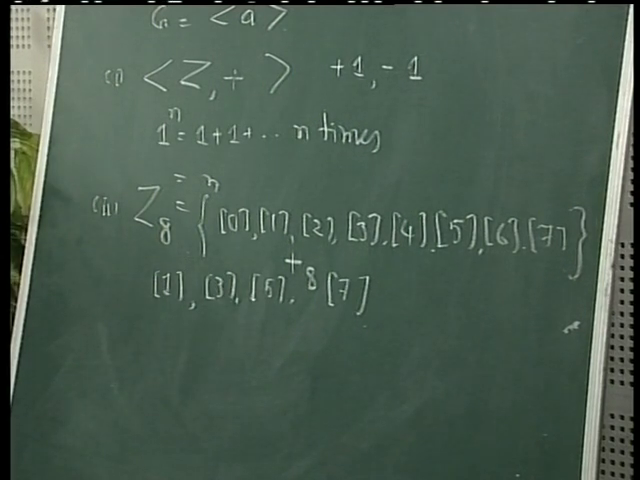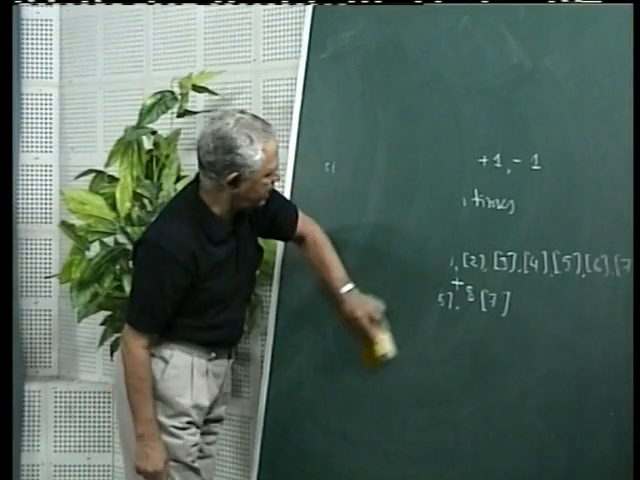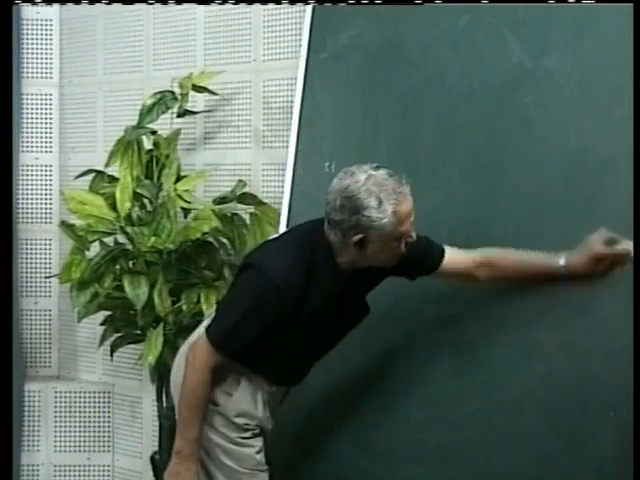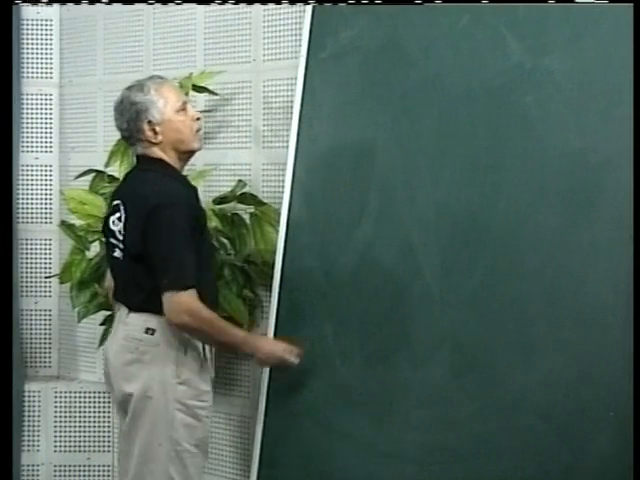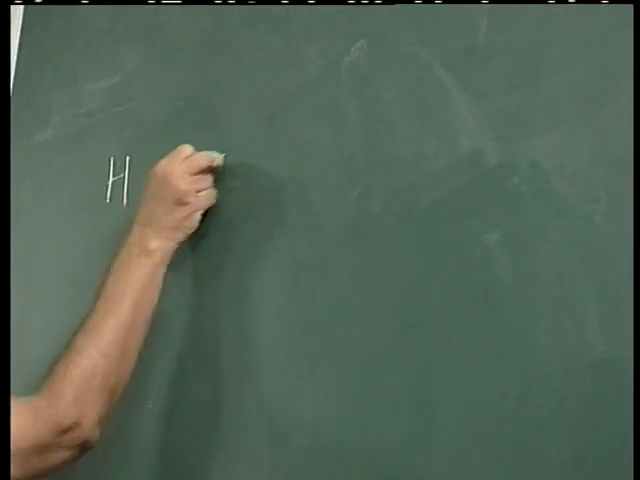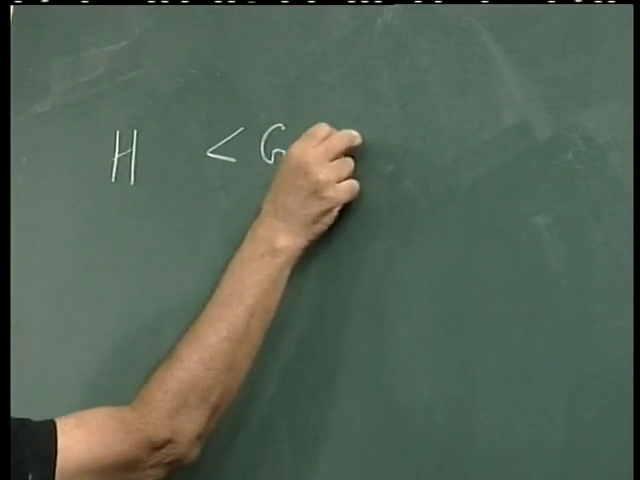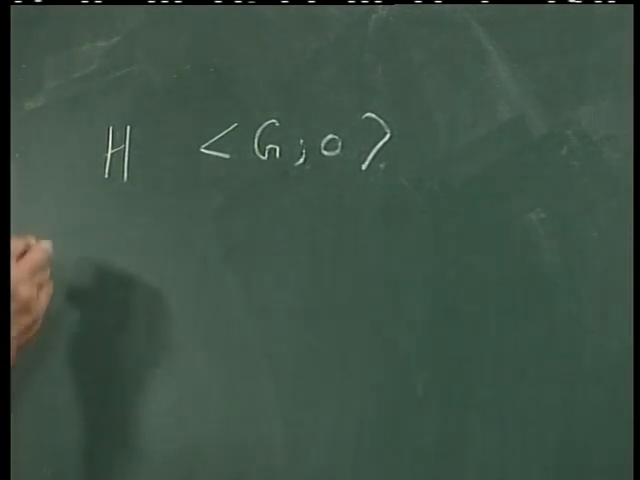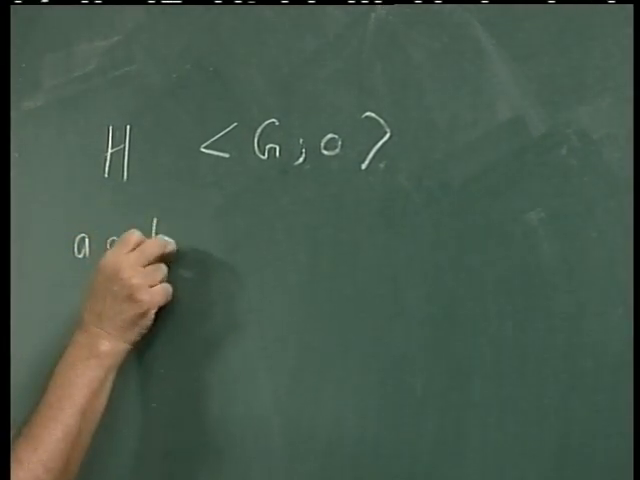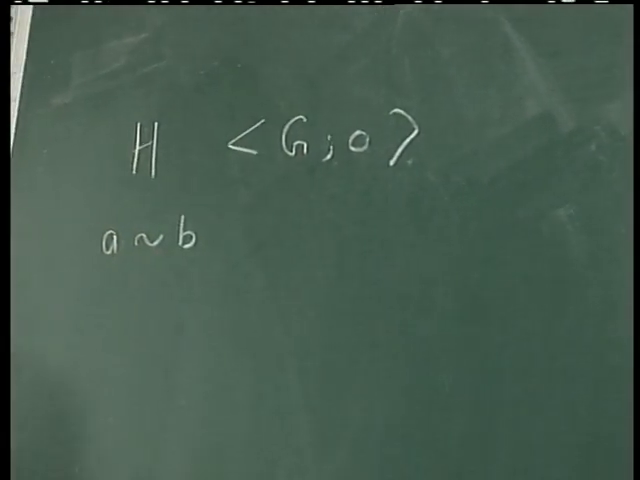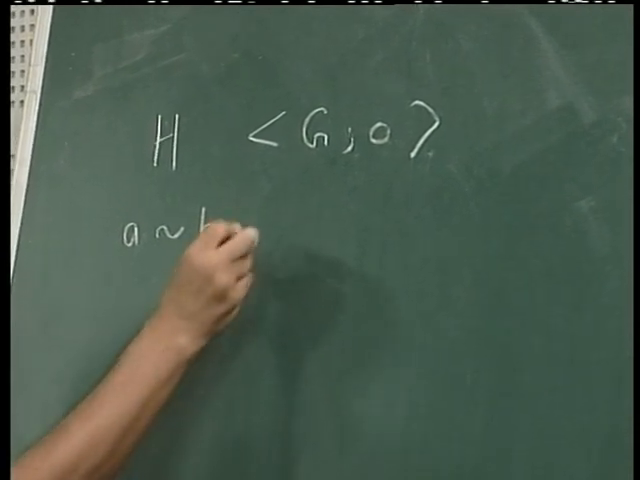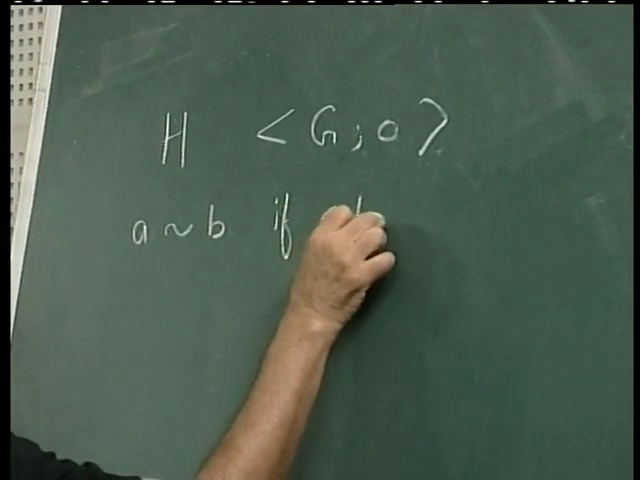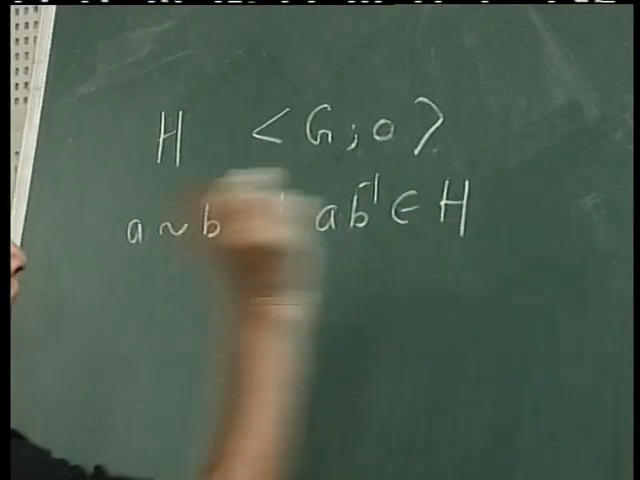Okay, now we go to Lagrange's theorem. Before we come to Lagrange's theorem, we have to define one relation. If H is any subgroup of the given group G, then with the help of this subgroup H, we can define one relation. We say that elements A and B belonging to G are related to each other if A B inverse belongs to H.